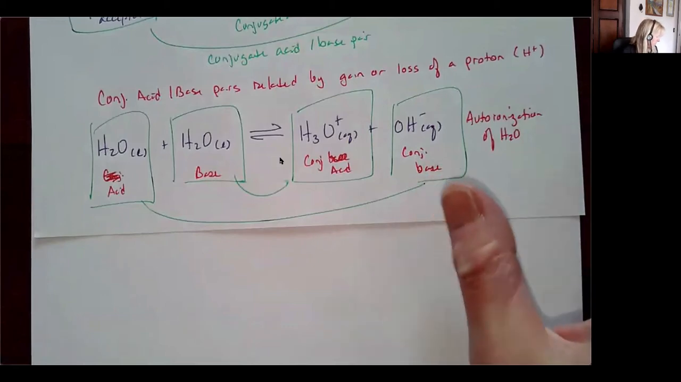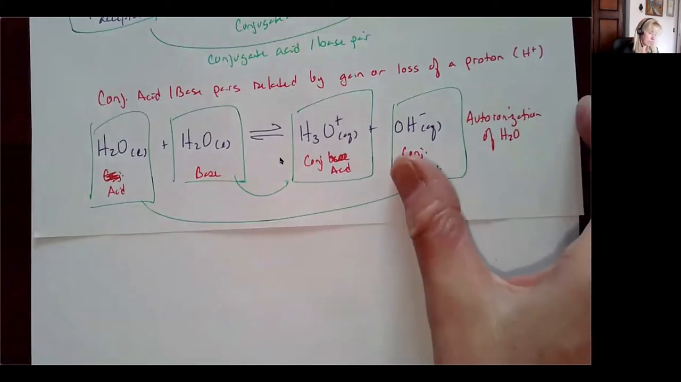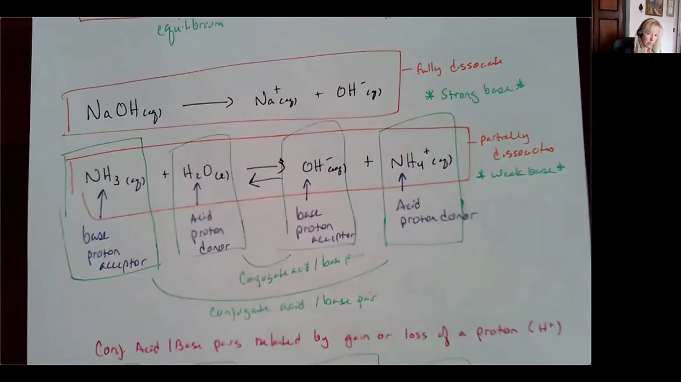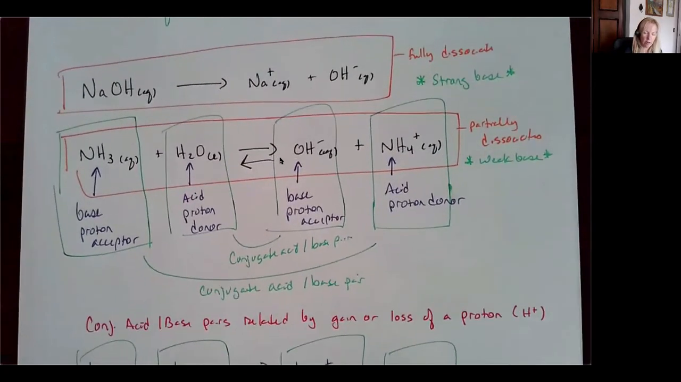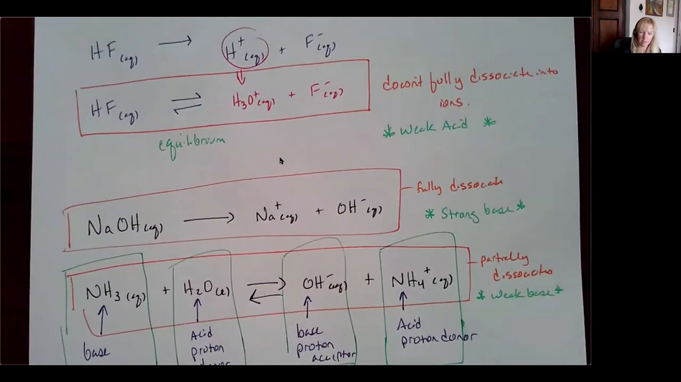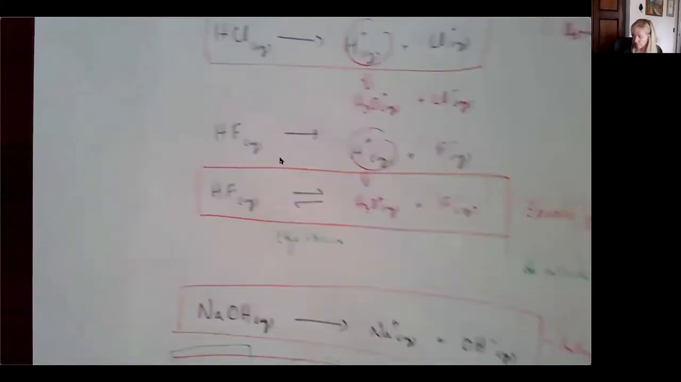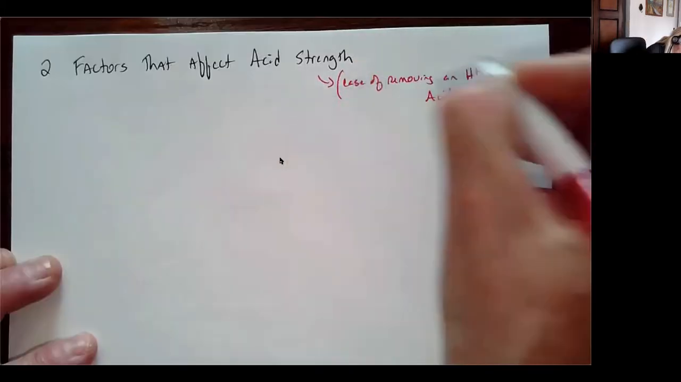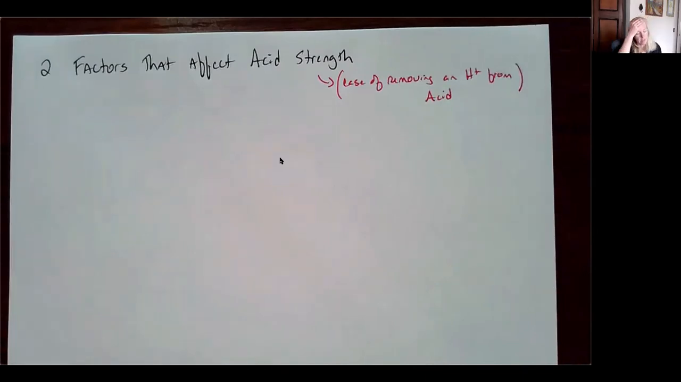So let's talk about acid strength. We know that acid-base strength is dictated by whether something will fully dissociate in water or not, but there are factors that will affect that. We have two factors, and these both affect the ease of removing a hydrogen ion from an acid. The first one is polarity.